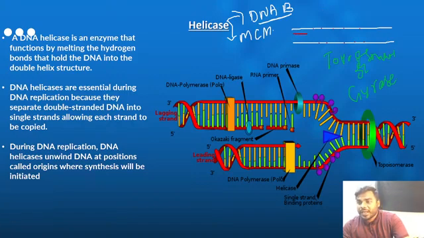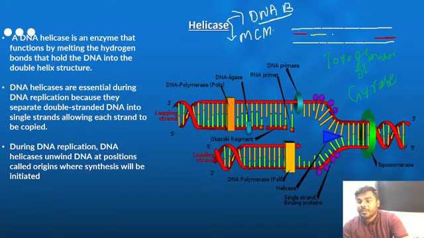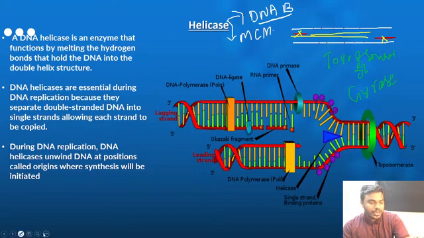Primase enzyme will come and add the primer. Ultimately, the versatile DNA polymerase enzyme, what is it going to do? It will come and synthesize the new strands. Finally, primers can be removed by the polymerases only. Ligase will come and seal the nick. Now that is the overview.